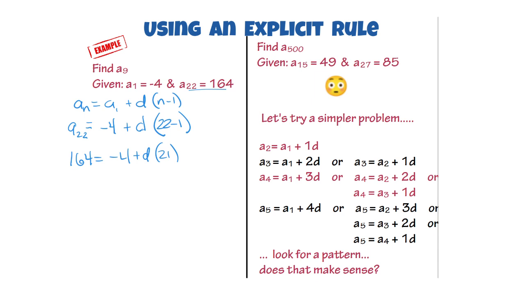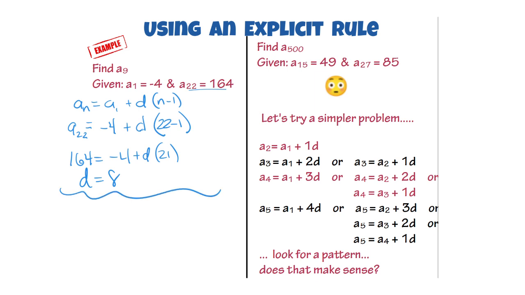So I'm going to add the 4. That'd be 168 divided by 21. The common difference is going to be 8 on this problem. Now, if that's 8, I'm going to have enough information to be able to find that 9th term. That's what I originally was wanting.